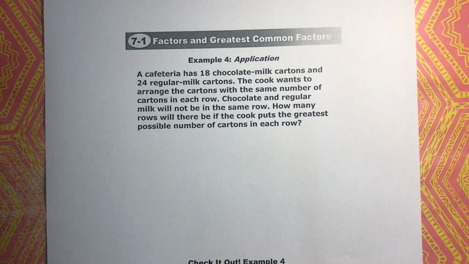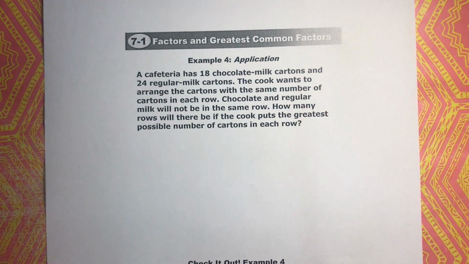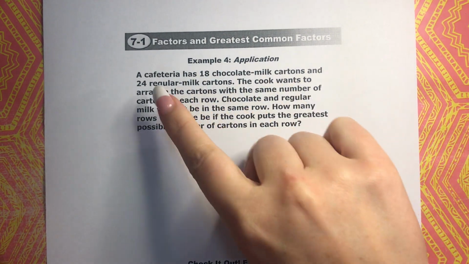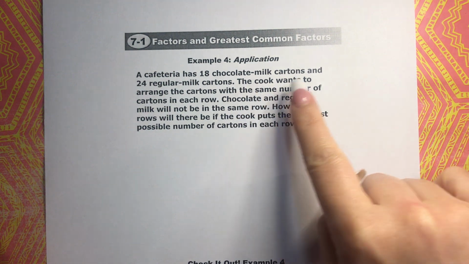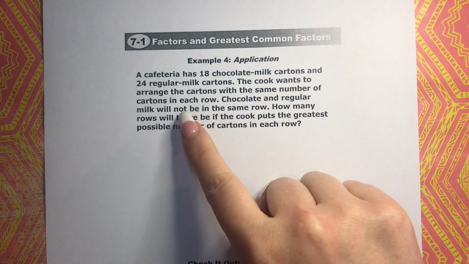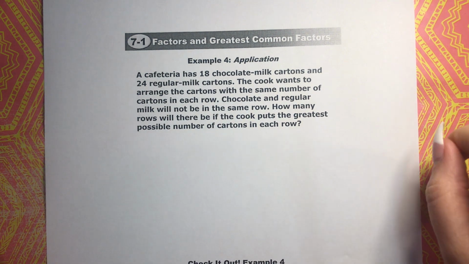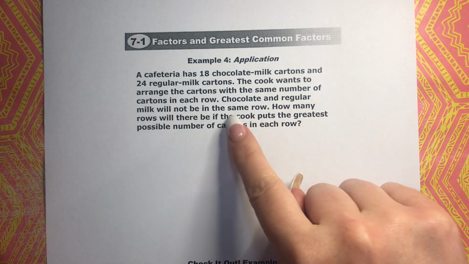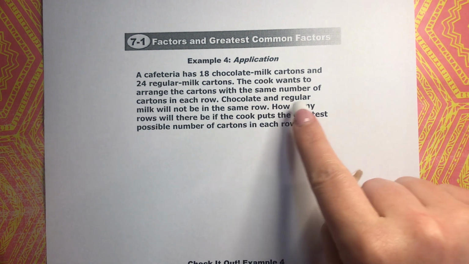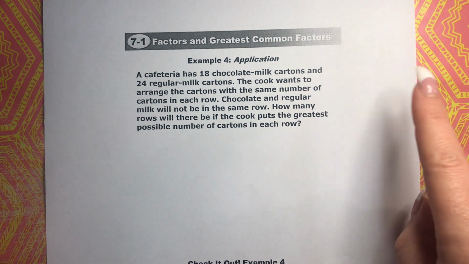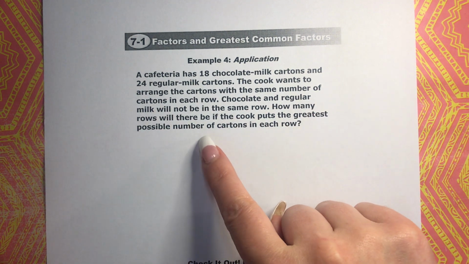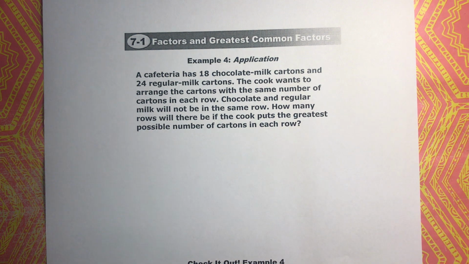All right, so welcome back for example 4, an application. This says a cafeteria has 18 chocolate milk cartons and 24 regular milk cartons. The cook wants to arrange the cartons with the same number of cartons in each row. Chocolate and regular milk will not be in the same row. So there's going to be rows that are just chocolate and rows that are just regular milk. How many rows will there be if the cook puts the greatest possible number of cartons in each row?